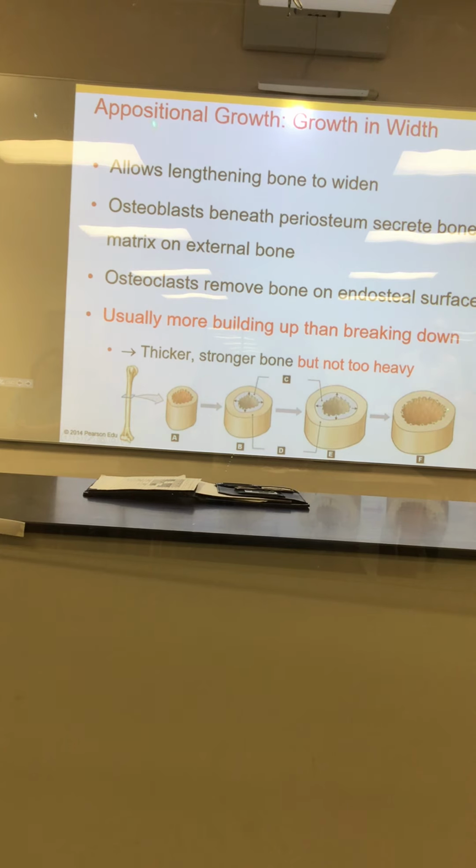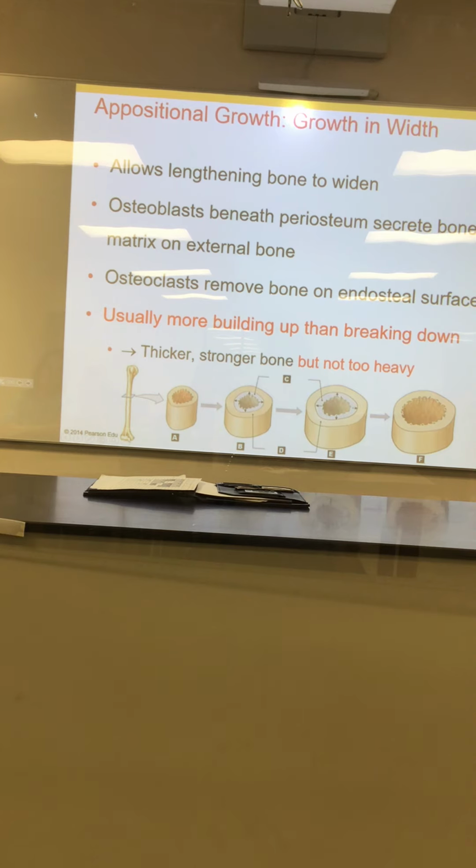So appositional growth starts with osteoblastic activity, laying down excess bone along the outside margin of this bony tissue. But remember, when our bones get really thick, what happens to them in terms of their weight?